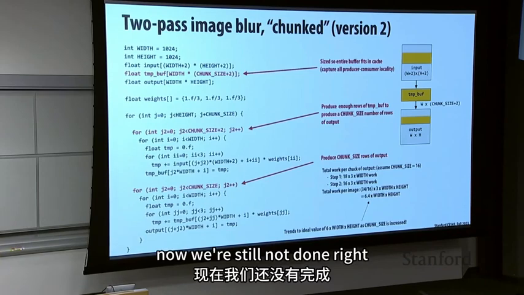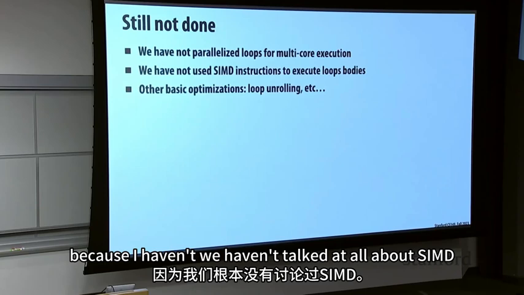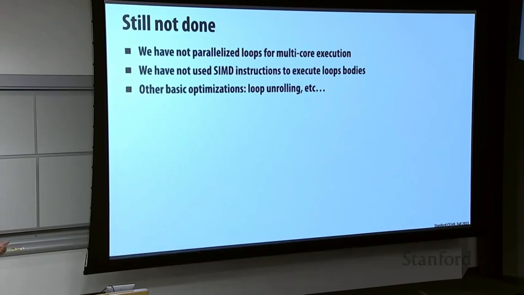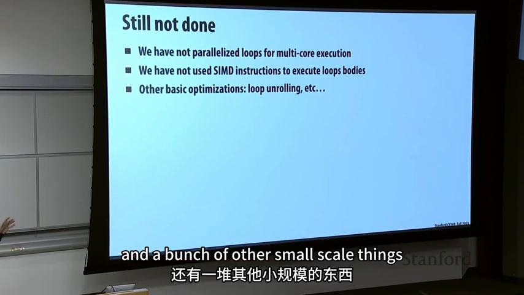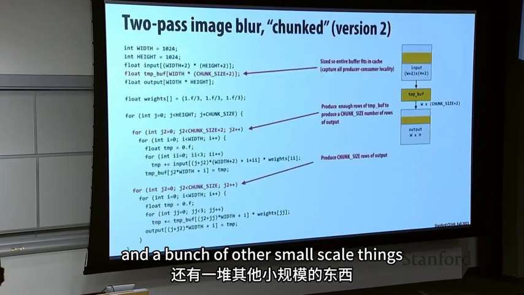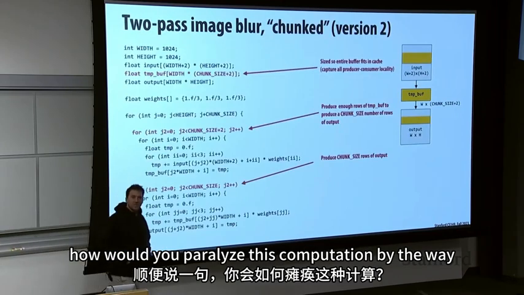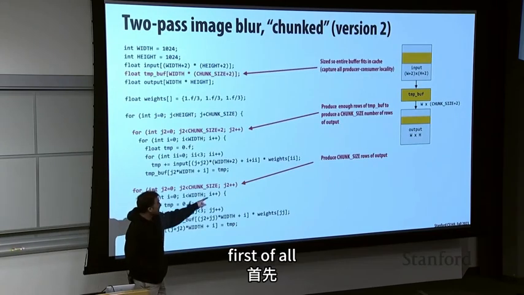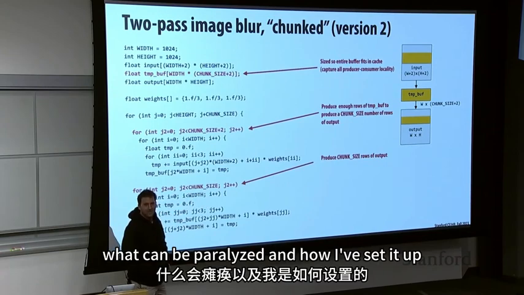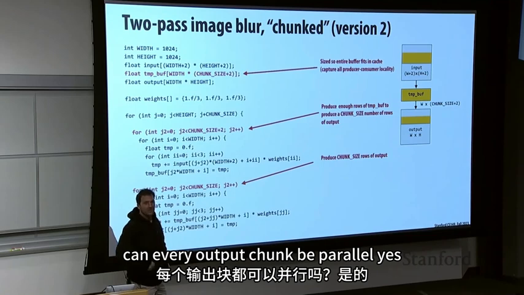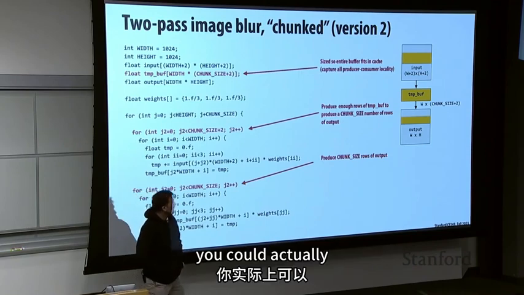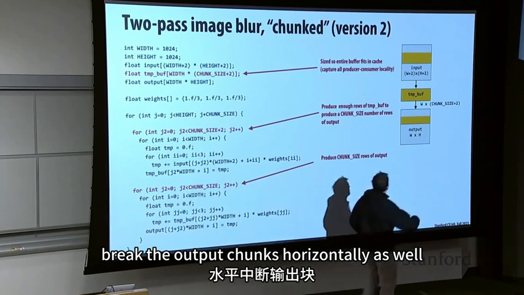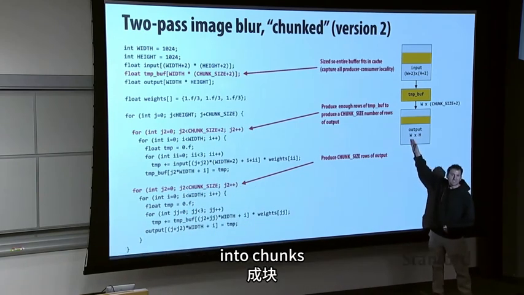Okay. Now we're still not done, right? Because we haven't talked at all about SIMD. We haven't talked at all about parallelization. And a bunch of other small-scale things. How would you parallelize this computation, by the way? First of all, what can be parallelized in how I've set it up? Can every output chunk be parallel? Yes. And if you needed more parallelization, you could actually break the output chunks horizontally as well into chunks.